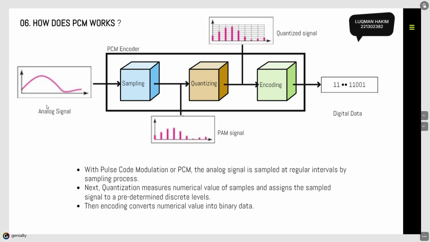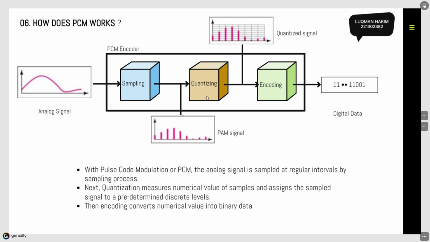Firstly, an analog signal goes through a PCM encoder, and we start with the first process, which is sampling. Sampling will sample the analog signal at regular intervals. Then we get the PAM signal, or pulse amplitude modulation signal, like here.